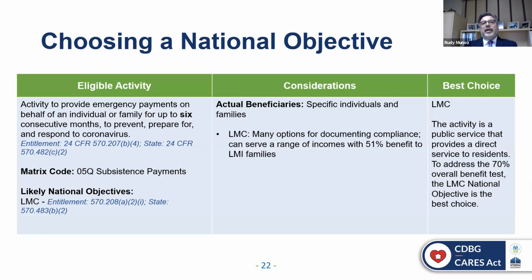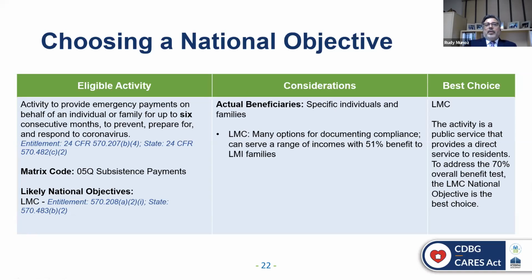So in the prior slide, I mentioned that when you're selecting a national objective, there are a number of factors that you want to consider. On this table, we provide an illustration of the primary considerations and the best choice for an activity that provides emergency payments on behalf of individuals and or families. By selecting the limited clientele option, you can serve people earning above the moderate income limit if at least 51% are low and moderate income.